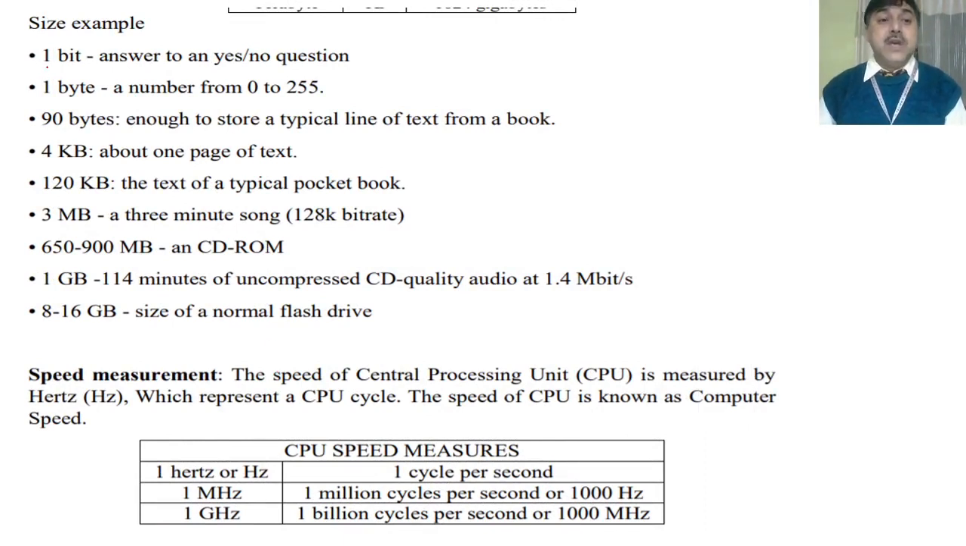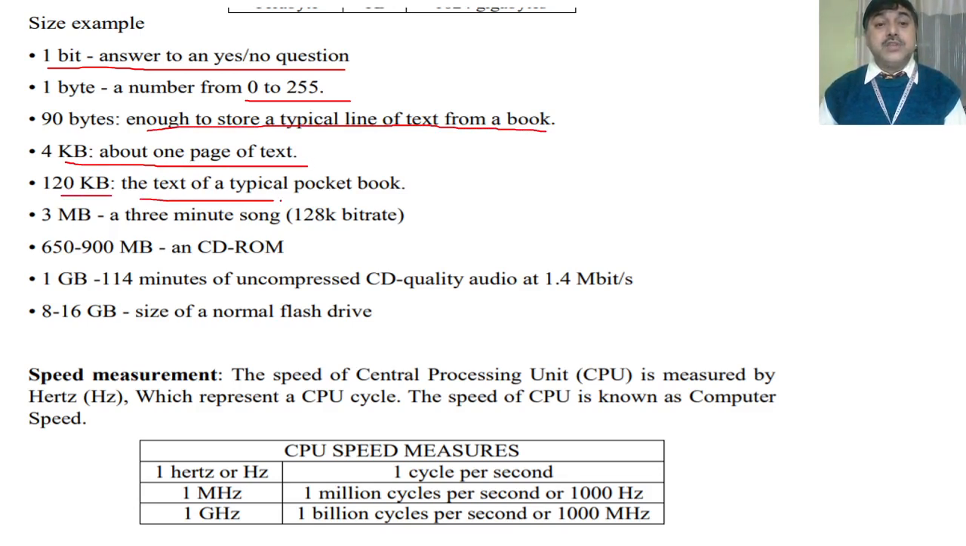What about the size? 1 bit means either yes or no, that means zeros and ones. 1 byte means 0 to 255. 90 bytes is enough storage for a typical line of textbook. 4 KB, kilobyte, is about one page of text. 120 kilobyte is the text of a typical pocketbook. 3 megabyte means a 3-minute song, that means 128 bit rate. 650 to 900 megabyte means a CD can store it.